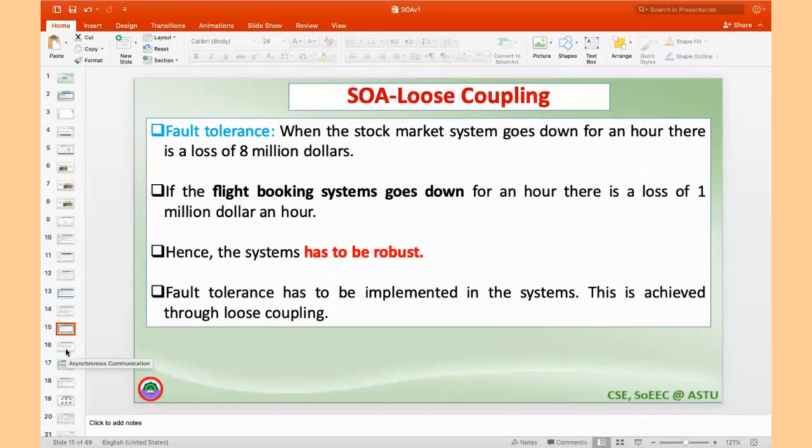By using loosely coupling, three characteristics are there. One is you can get a high degree of fault tolerance. Another is you can implement asynchronous kinds of calls. Another one is dependency evolution of these things is very easy in loosely coupling.